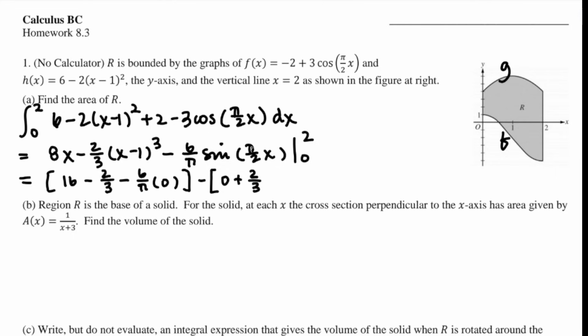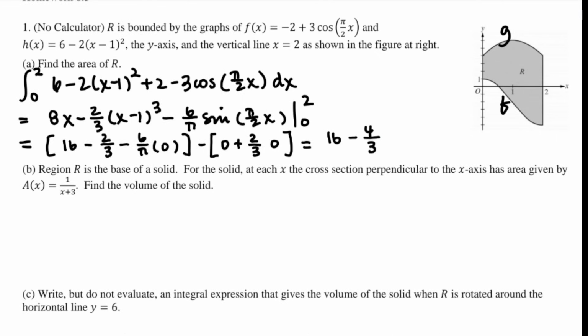And then sine of 0 is 0. So to be subtracting another 2/3. So I'm going to end up with 16 minus 4/3. And I think that'll be 44/3 or something. But that's far enough.